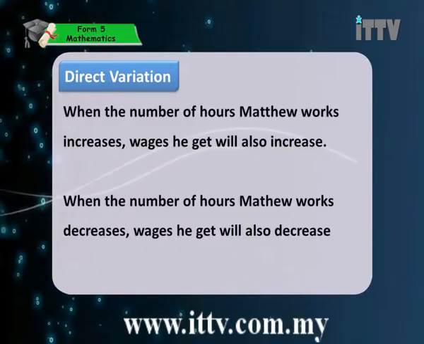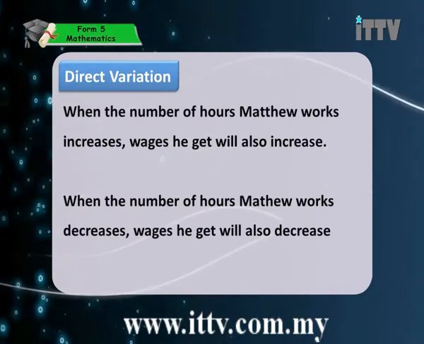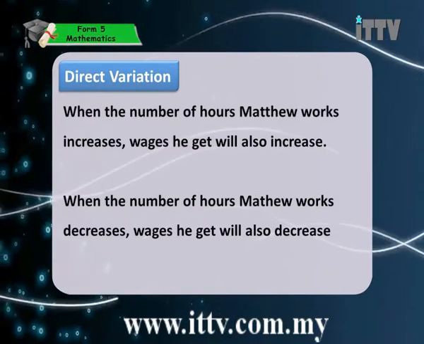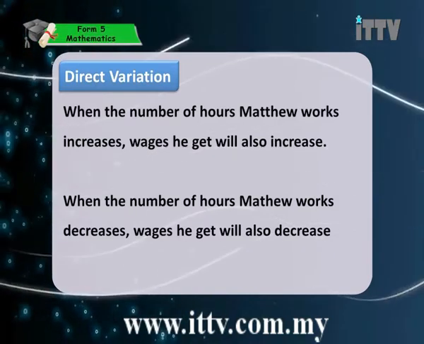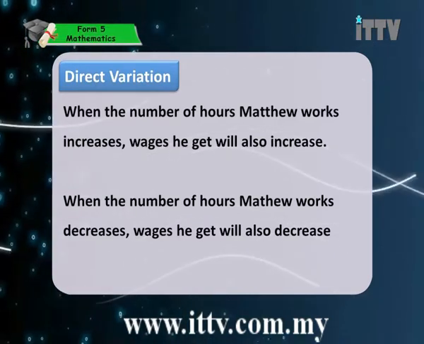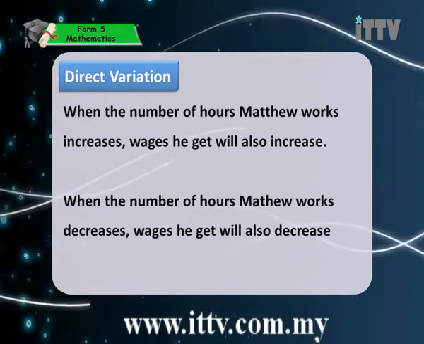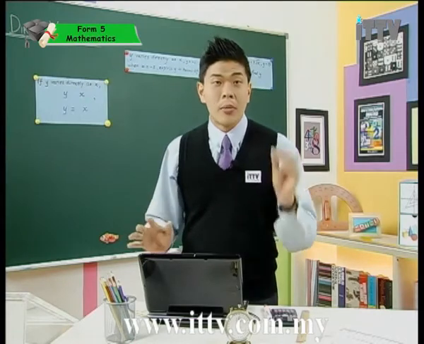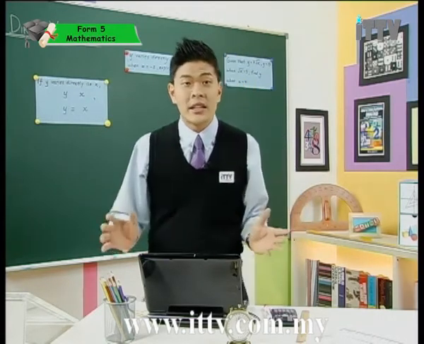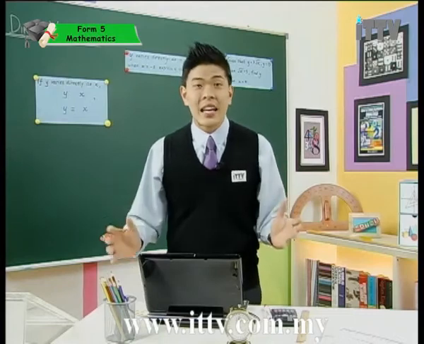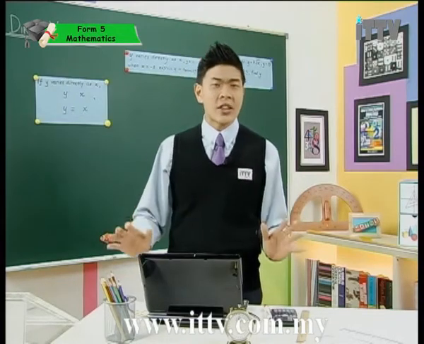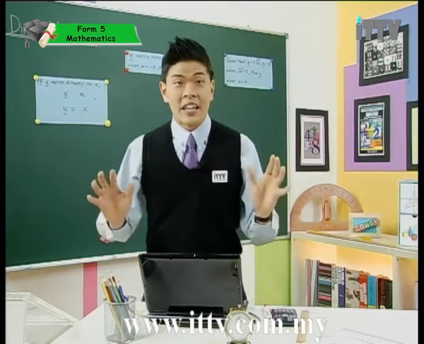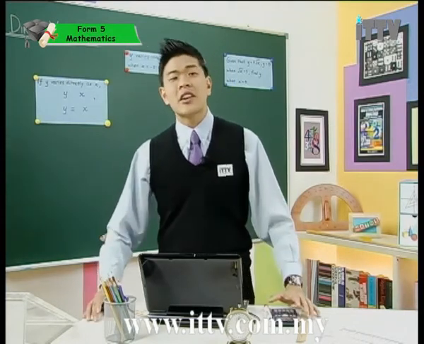When the number of hours Matthew works increases, the wages he gets will also increase. When the number of hours Matthew works decreases, the wages he gets will also decrease. So guys, a very simple example. The more Matthew works, the more money he earns. The less he works, the less he earns. So remember, when you see anything, always try to identify the two variables that are involved, alright? So direct variation is very simple.